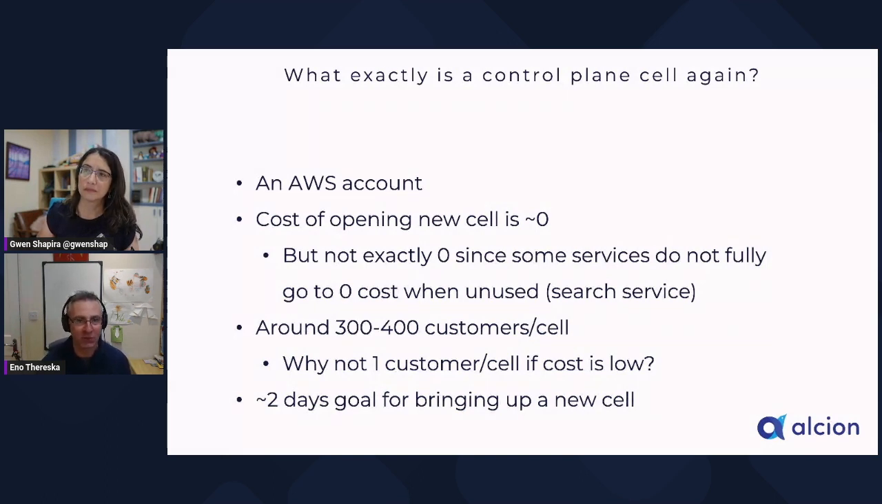So it might be that the cost of opening a new cell is zero or close to zero in terms of just opening the account, but there is all this other cost of deploying and monitoring thousands or tens of thousands of cells. So in practice, 300 to 400 customers works well for us, and one customer per cell remains a theoretical data point. And we also have this goal of bringing up a new cell in 2 days, and there is no reason why you can't bring it up even earlier.